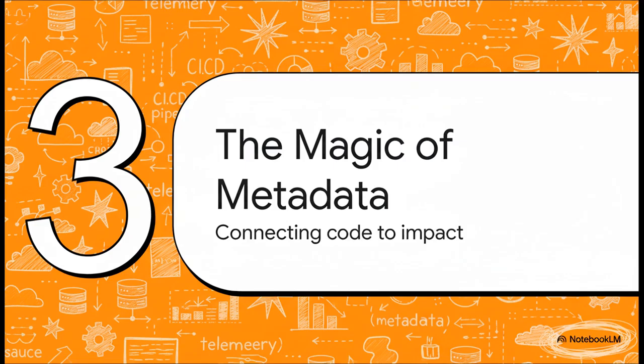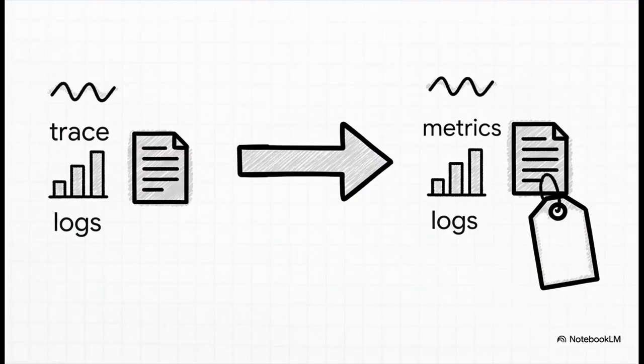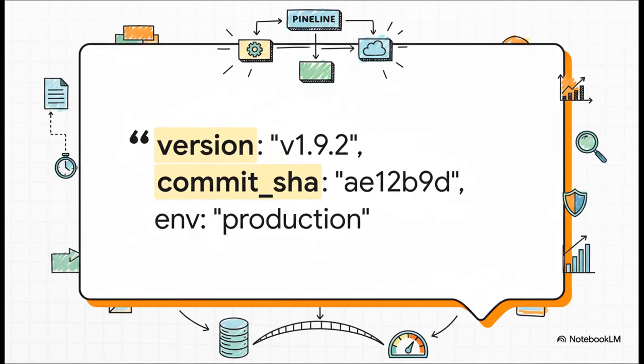Now, I know this sounds super complex, but the secret sauce behind it is actually ridiculously simple. And that brings us to the really cool part, Section 3, the magic of metadata. It all boils down to this one beautiful, simple idea. You take all that rich telemetry data your apps are already sending out, your traces, your metrics, your logs, and you just attach a little bit of context about the deployment directly to it.